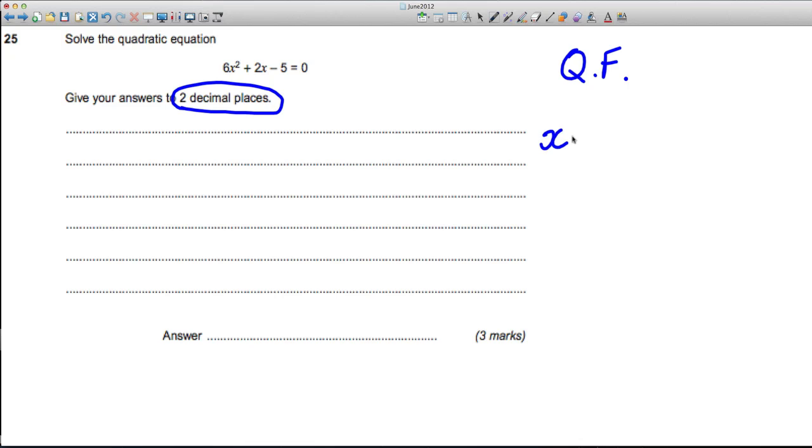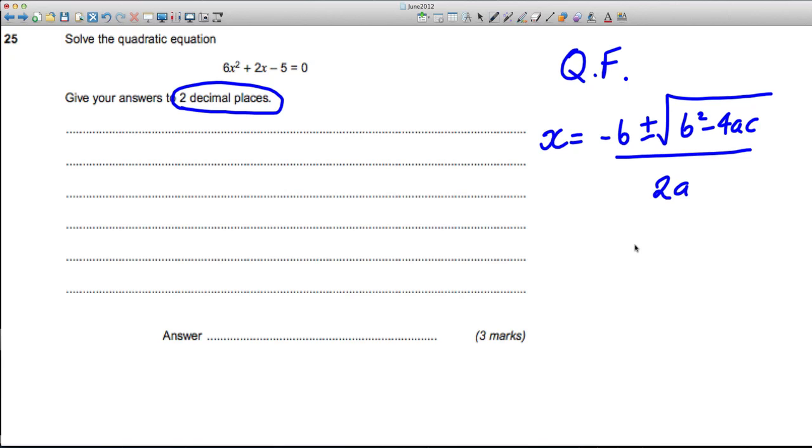That's given in your formula booklet. It says x is negative b plus or minus the square root of b squared minus 4ac, all divided by 2a. So, to start with, state your a, b and c. A is 6, b is 2, and c, which is very important, is negative 5. Right, and now it's just a case of substituting in. The first thing I tend to do is work out b squared minus 4ac. It makes everything easier.